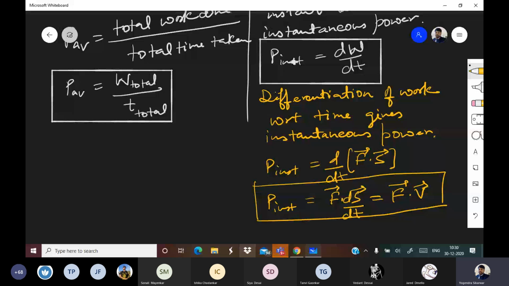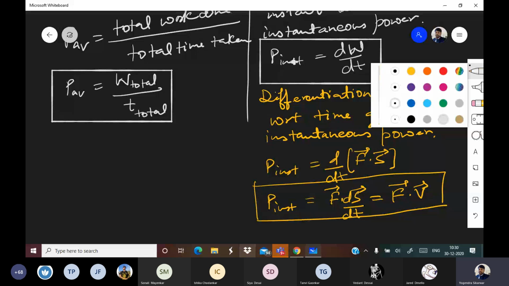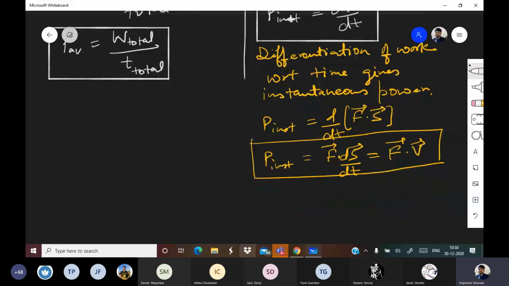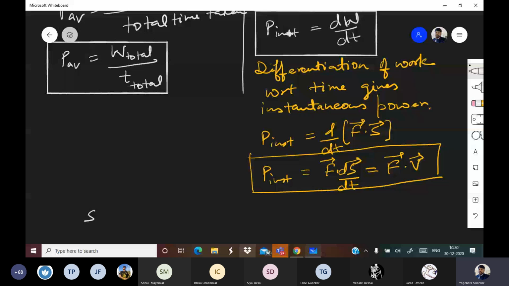So P inst is equal to F dot V. The scalar product of force and velocity gives instantaneous power.